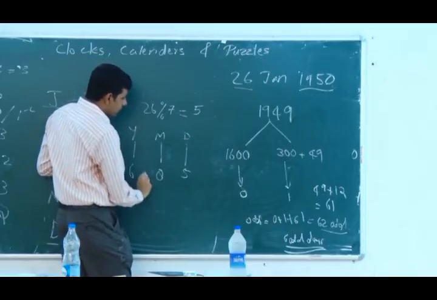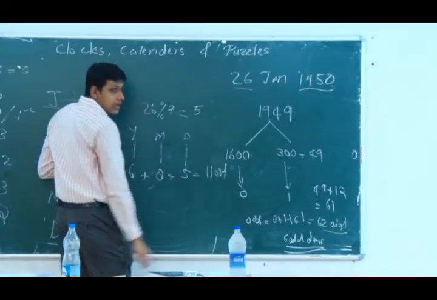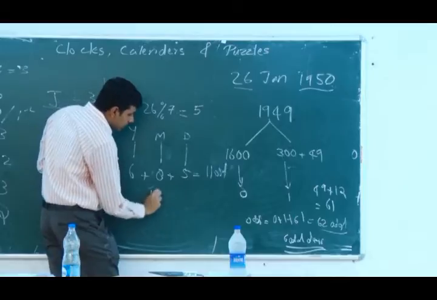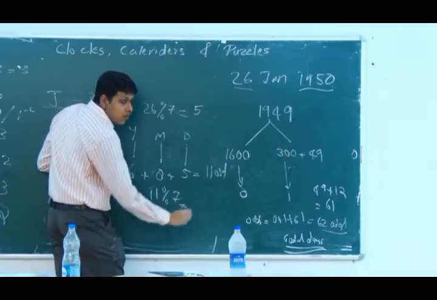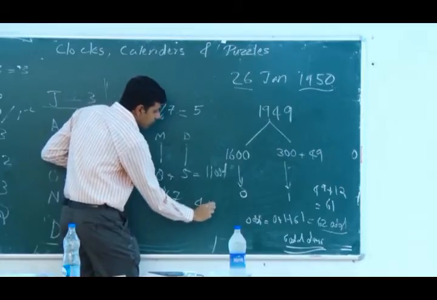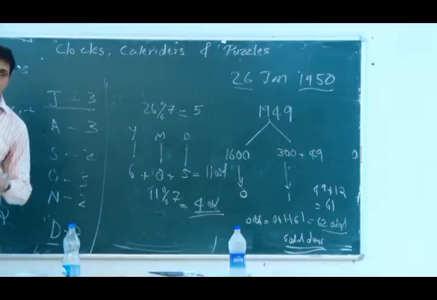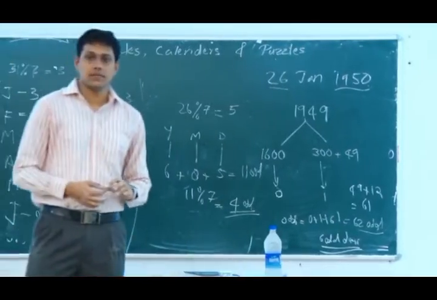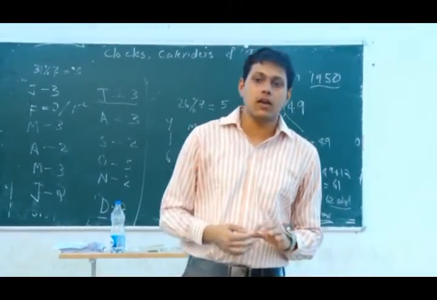So 6 plus 0 plus 5 gives 11 odd days. Again we can't have more than 6 odd days. So 11 divided by 7, the remainder is 4. We have 4 odd days. Thursday, Monday, Tuesday, Wednesday. The fourth day is Thursday. So our Republic Day was on a Thursday and Independence Day on a Friday.